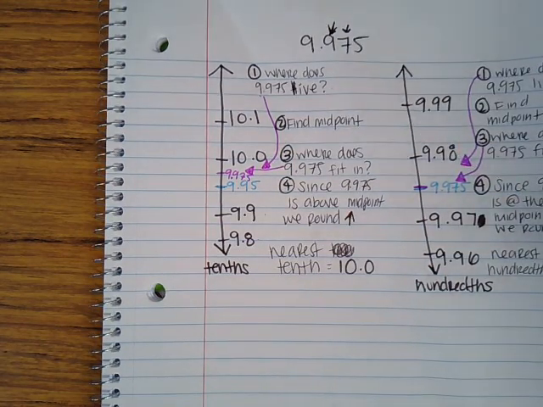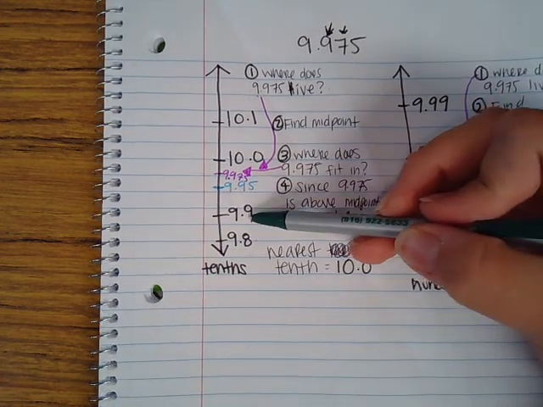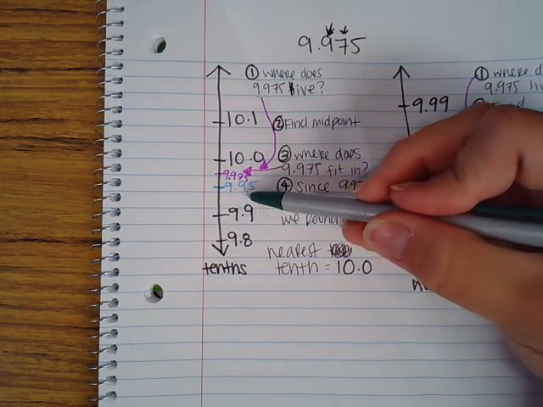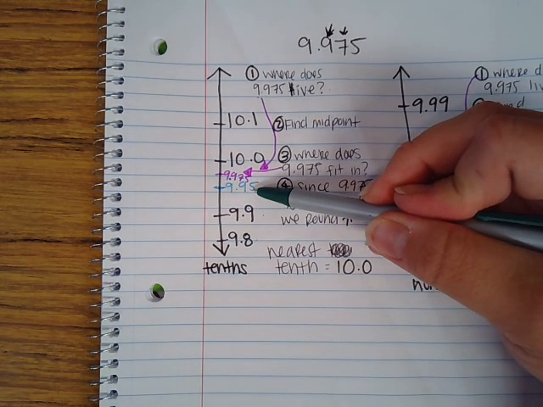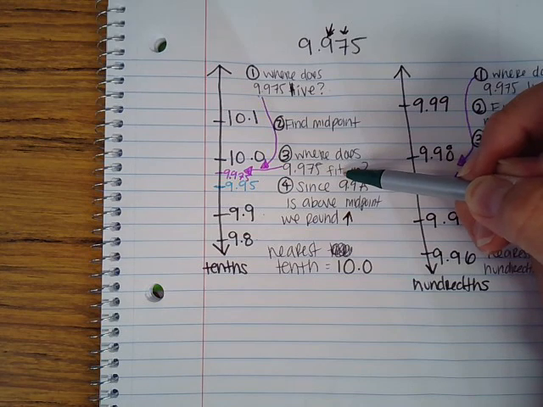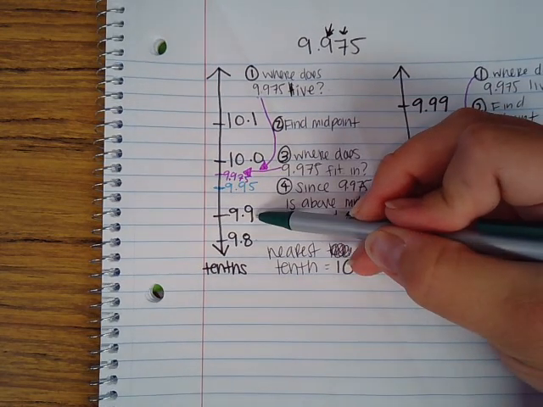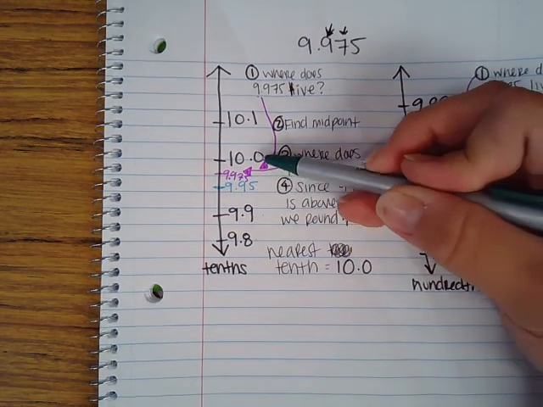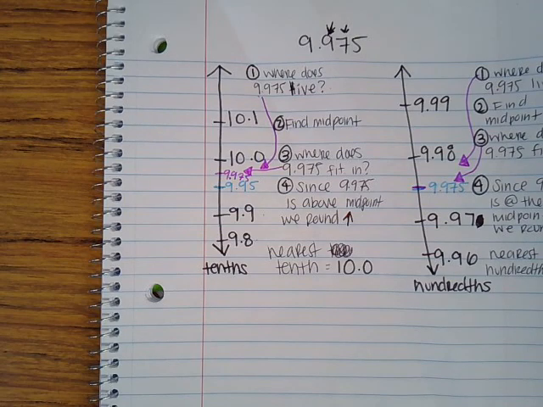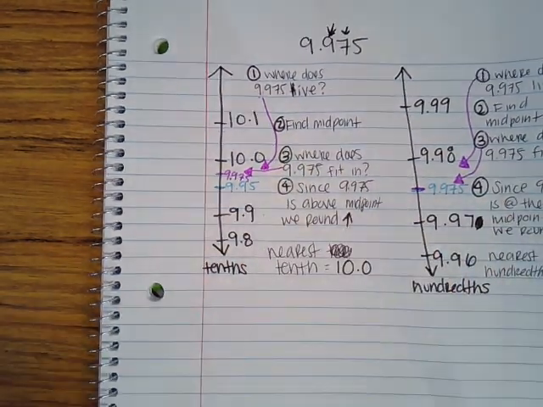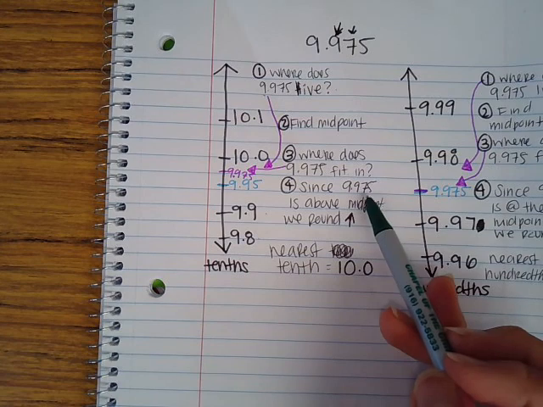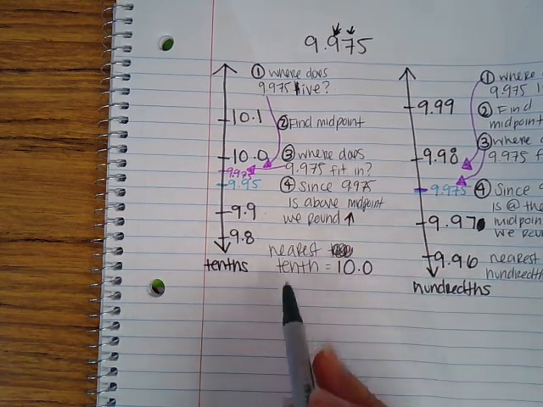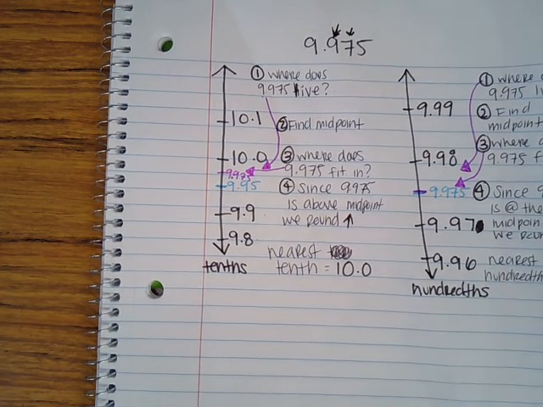To find the midpoint, can you find the midpoint between 9.9 and 10.0 for me? Good, it's 9.95. So where does 9.975 fit in now? Does it fit between 9.9 and 9.95, or does it fit between 9.95 and 10.0? All right, perfect. Between 9.95 and 10.0. So since 9.975 is above the midpoint, we round up. The nearest 10th is 10.0.